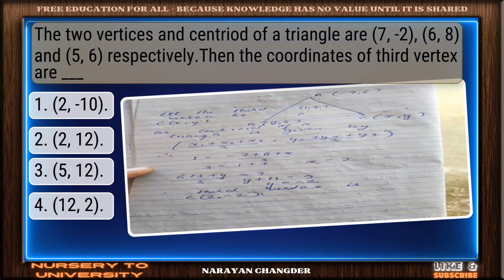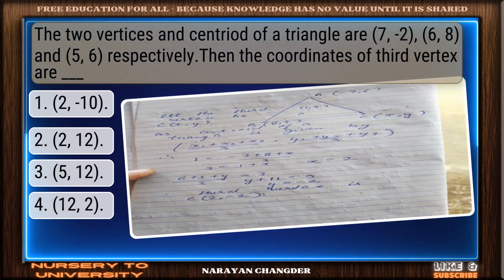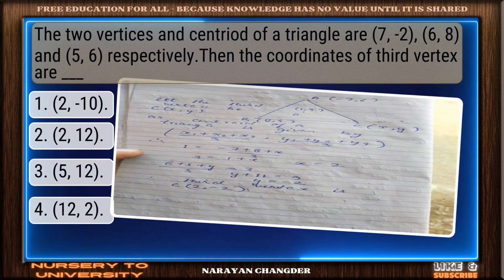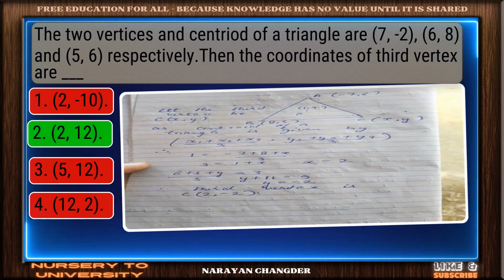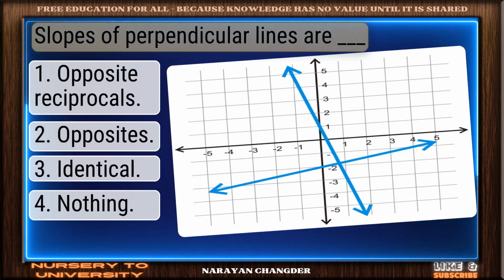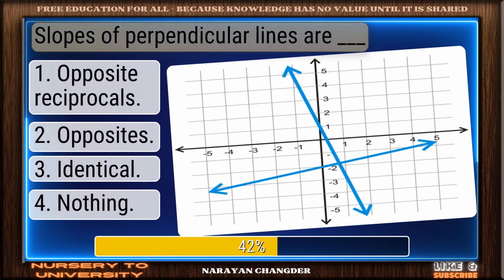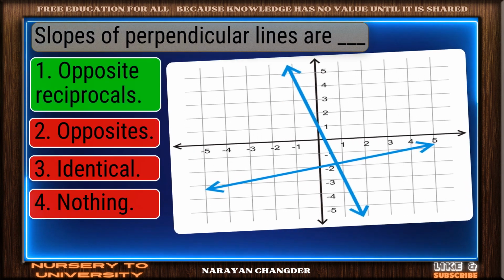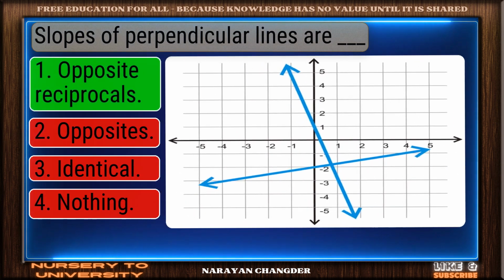Question number 22. The two vertices and centroid of a triangle are given respectively. Then the coordinates of the third vertex are dash. Smart move. This is an accurate answer. Question number 23. Slopes of perpendicular lines are dash. Nice work. You chose opposite reciprocals and it is correct.